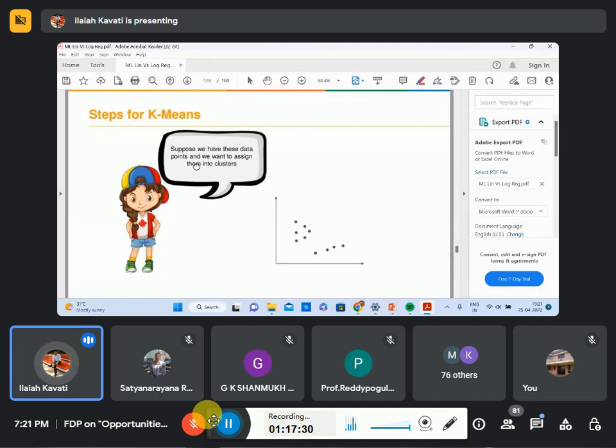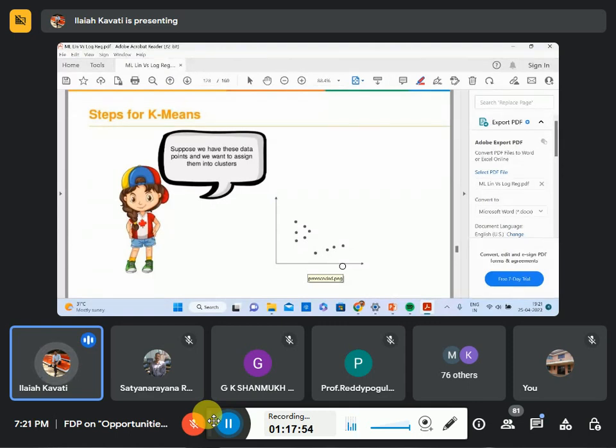Suppose we have these data points and we want to assign them into clusters. With K-means, the first step is to choose the K value. Our aim is batsmen and bowlers, so I'll choose K equal to 2. Choose the K value first, so K equal to 2 in this case.